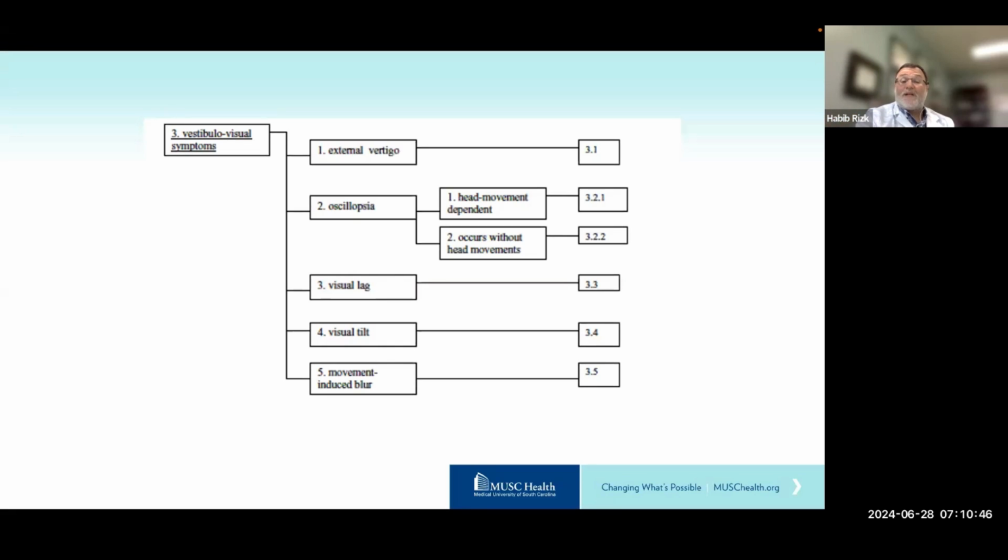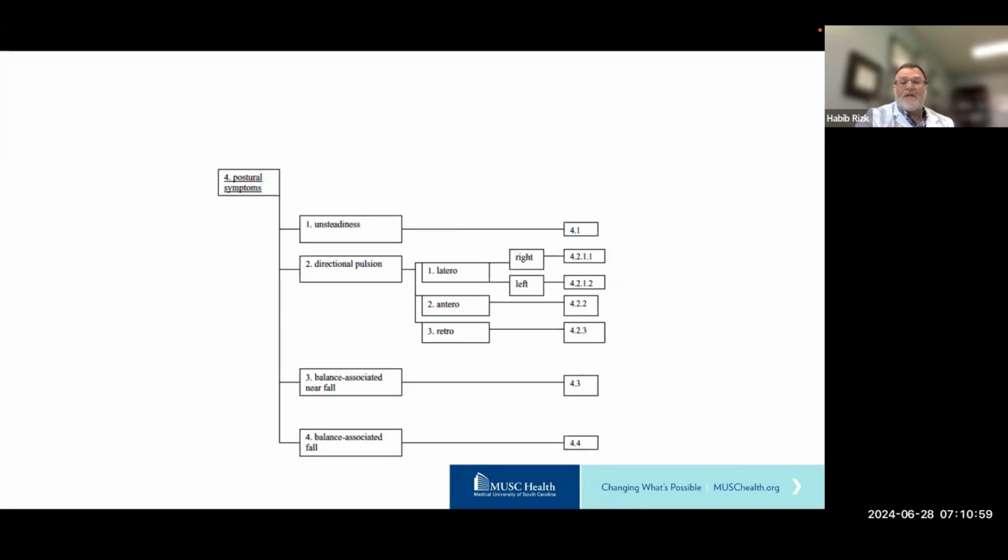And finally, visual tilt, which is a hallmark otolithic presentation, usually due to a visual illusion and a mismatch between what your eyes are saying and what the utricle and saccule are sensing the vertical is. And finally, postural symptoms, which are further defined into unsteadiness, near falls or falls, but also directional pulsion, which is another word for drop attacks. And while directional pulsion and drop attacks can be seen in brainstem infarcts, we know that in our field, we see them mostly in the setting of Meniere's disease.